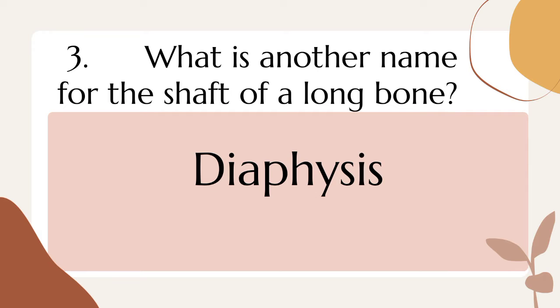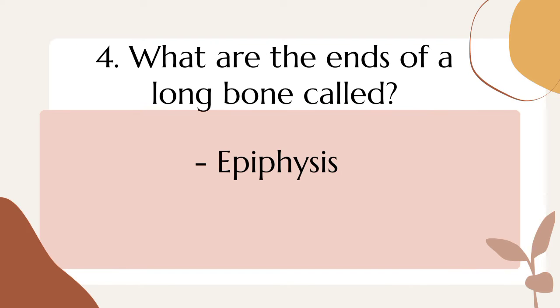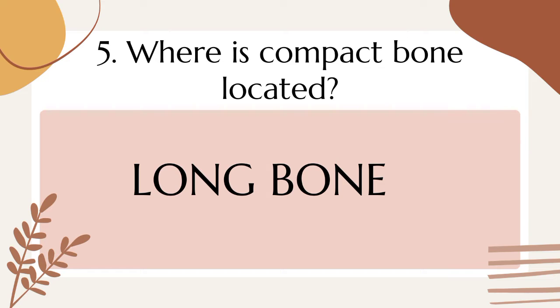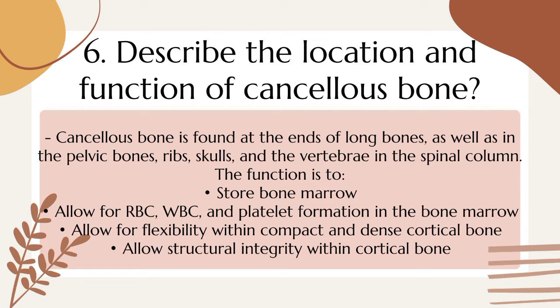Next, what is another name for the shaft of a long bone? It is the diaphysis. What are the ends of a long bone called? It is the epiphysis. Where is compact bone located? It is located in the long bone. Describe the location and function of cancellous bone.